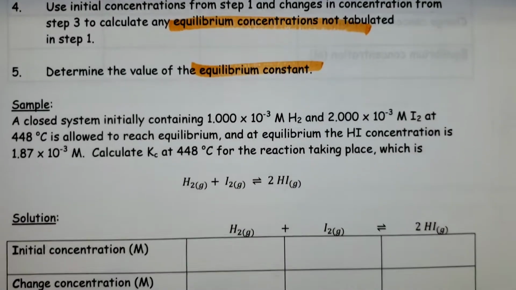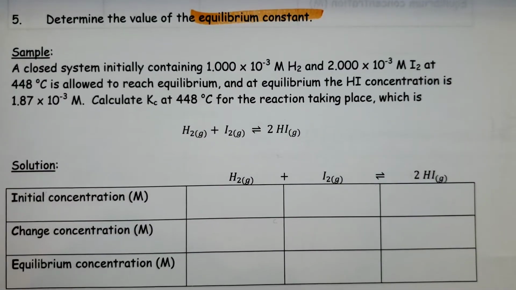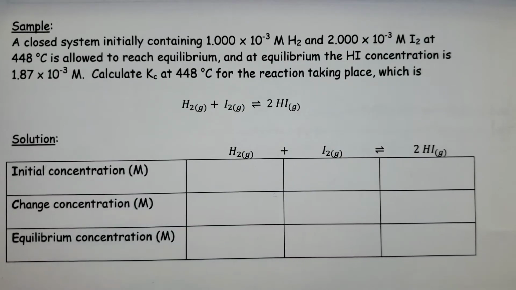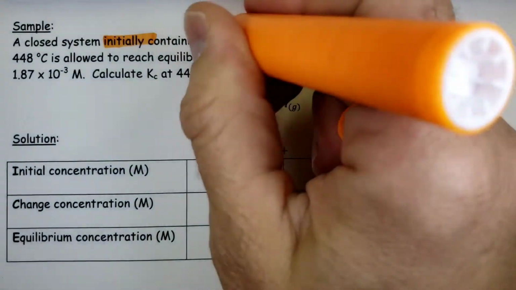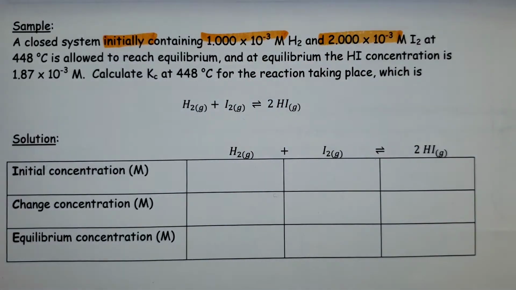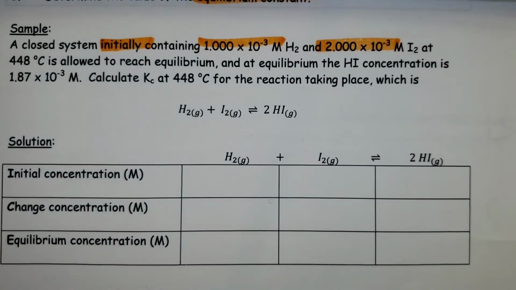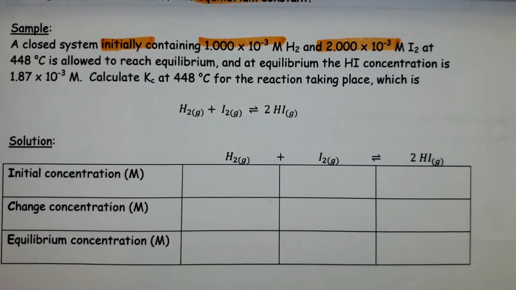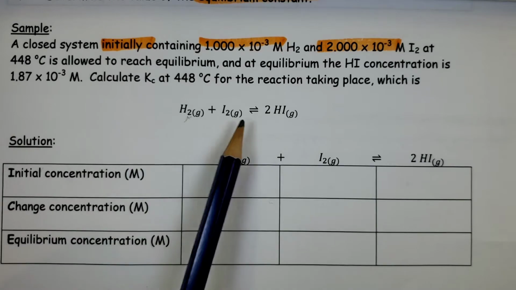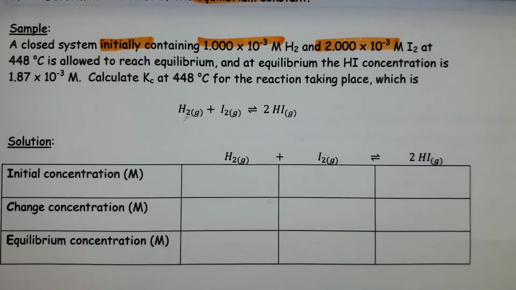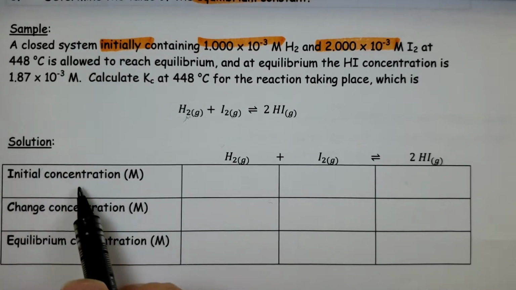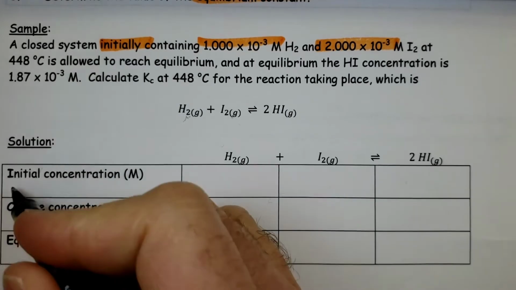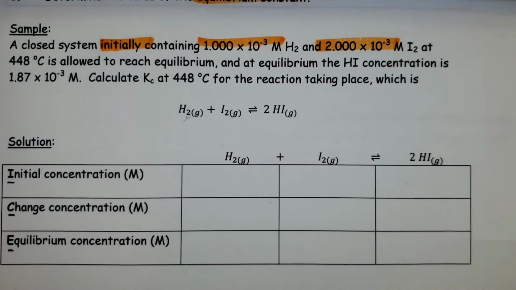All right, so there are two examples we're going to work through. Let's look at this first one. Here we have a closed system. Initially, that's a key thing to note. Initially, we have 1.000 times 10 to the minus 3 molar of H2 and 2.000 times 10 to the minus 3 molar of I2. So we can see right here I made this chart up: Initial, Change, and Equilibrium. So here's where the ICE comes into play.